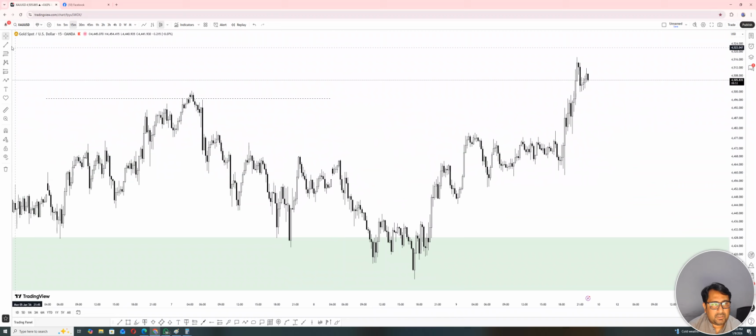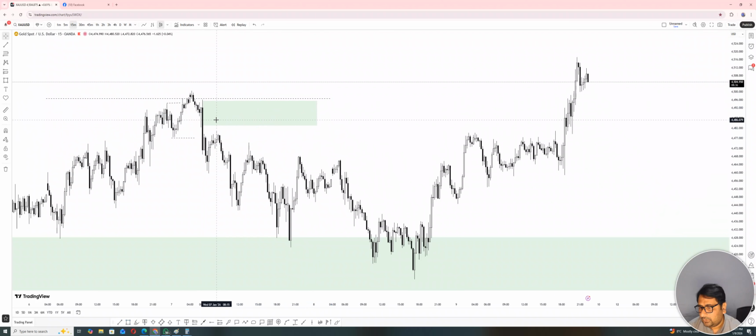First of all, you can see that we have a change of character. This is your stop hunt and this is your order block. It means we will trade on this. Now you can see that the market missed the order. Now you need to confirm that the market must retest this order block.